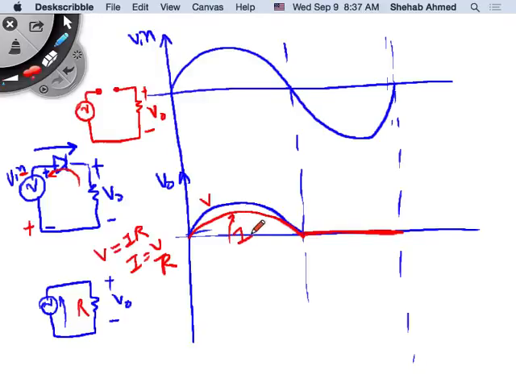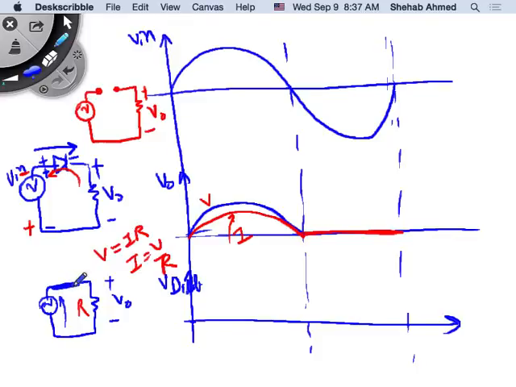Okay? So how about the voltage across the diode? V diode. What does the voltage across the diode look like? Positive half cycle, what does it look like? Zero. It's short circuit. When the device is on, it's an ideal device, right? So in the positive half cycle, the voltage across the diode is zero.